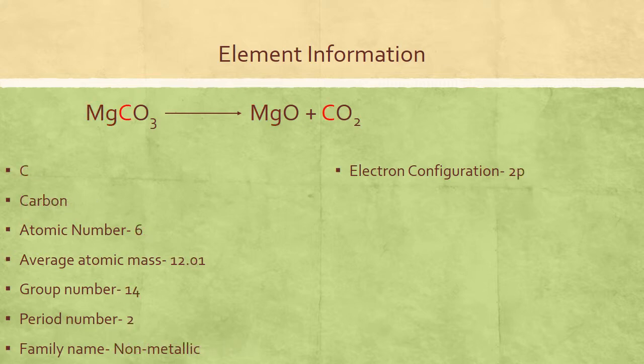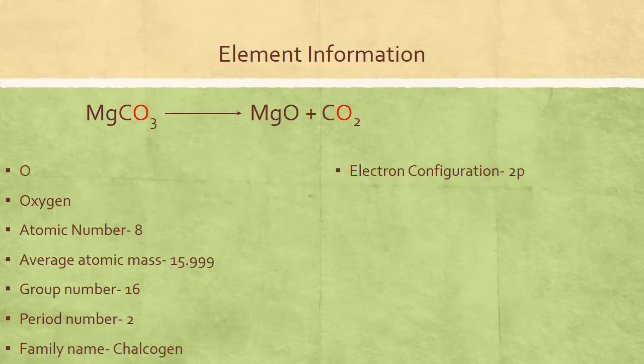And I'll be talking about carbon. Carbon's element symbol is C, it has an atomic number of 6, meaning there are 6 protons in a carbon atom, and in a neutral carbon atom there are 6 electrons. It has an average atomic mass of 12.01. Group number 14, period number 2, and it's a non-metallic atom. Its electron configuration is 2p.